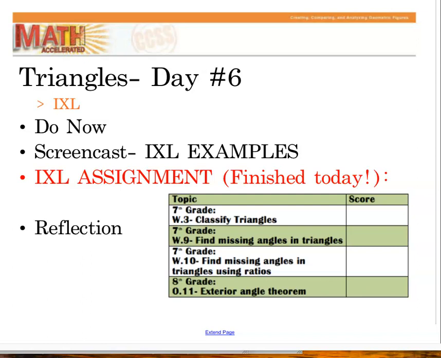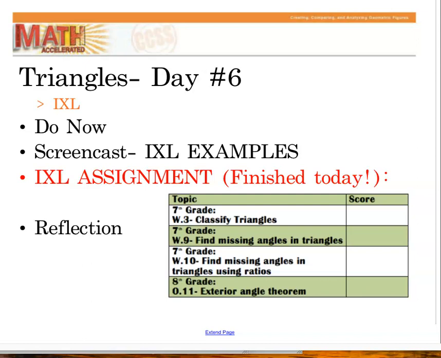Good morning. Today is triangles day 6, so we are finishing up our IXL and finishing triangles. As always, don't forget your do now. Watch this screencast of IXL examples. I used the reflection comments that some of you provided from Friday, and I'm going to show you a few more examples on W3, W10, and O11. So you can skip to those parts in the video if needed.